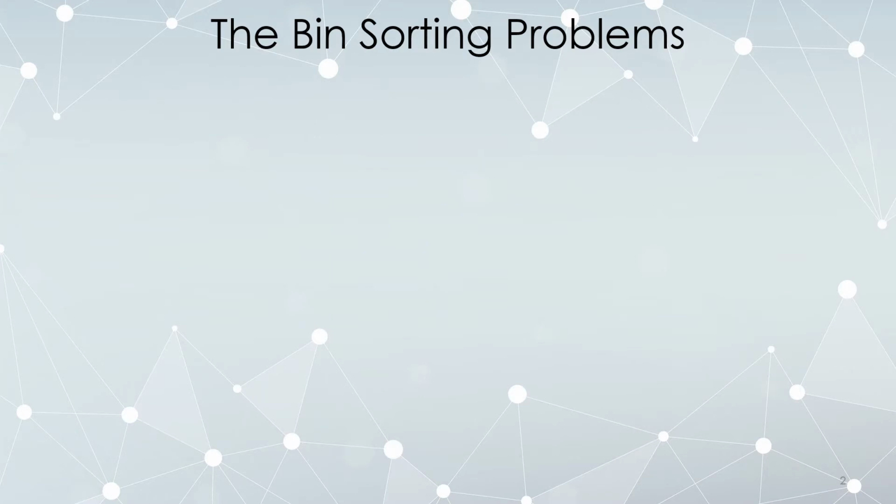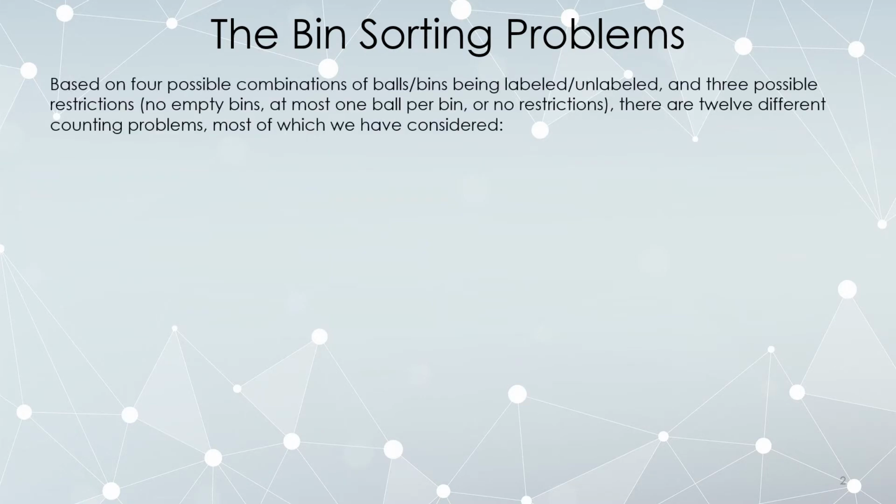We've discussed a lot of bin sorting problems. Between combinations of balls and bins being labeled and unlabeled, we also had three possible restrictions. Maybe no bin was allowed to be left empty, maybe every bin could have at most one ball put into it, or maybe there were no restrictions. So we have two choices for whether balls and bins are labeled and unlabeled each. That's four total choices there, with three different restrictions.